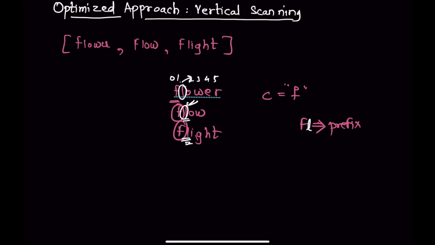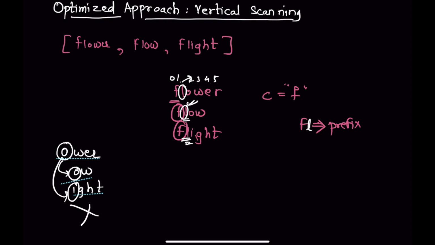If the character matches with every character in every string in the given string array at the same position, then we move on to the next character. If a mismatch occurs, then we just return the prefix that we have found so far. Now the next character is O. Does O match with O? Yes. Does O match with I or not? It does not. So we just return the prefix that we have found so far, which is FL in this case. Let's first look at the pseudocode and then we will dry run a few more test cases.